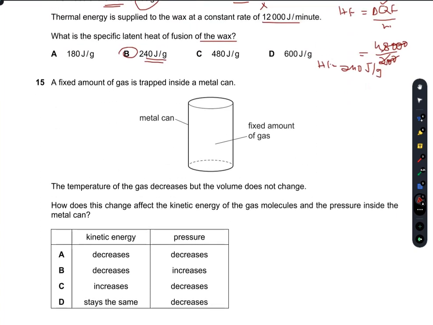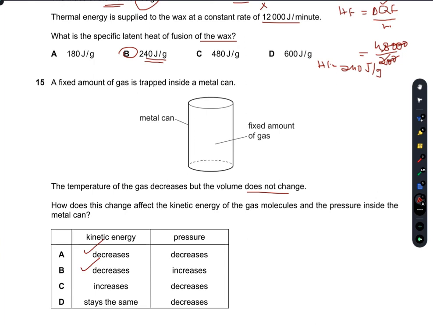A fixed amount of gas is trapped inside a metal can. The temperature of the gas decreases but the volume does not change. How does this affect the kinetic energy and the pressure inside the metal can? So as the temperature is decreased, the kinetic energy will also decrease. Kinetic energy is directly proportional to temperature. So kinetic energy would decrease here.